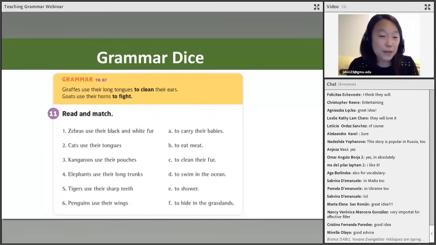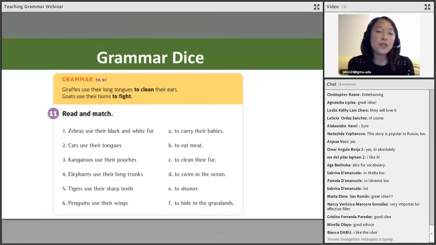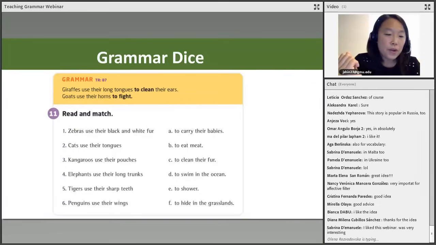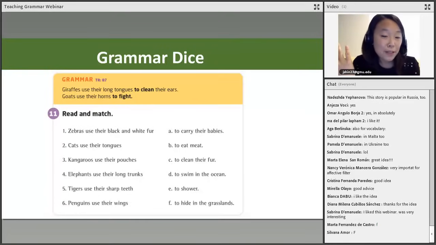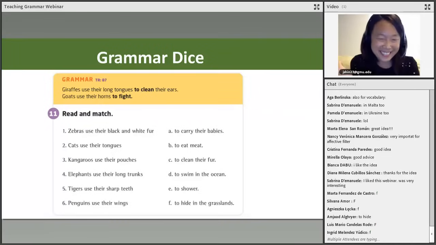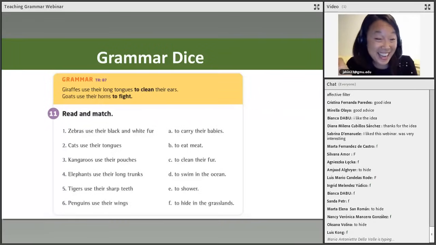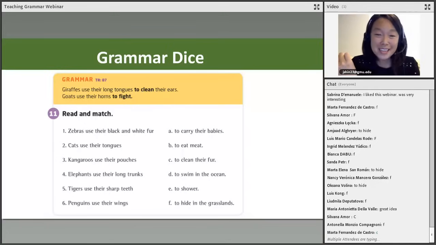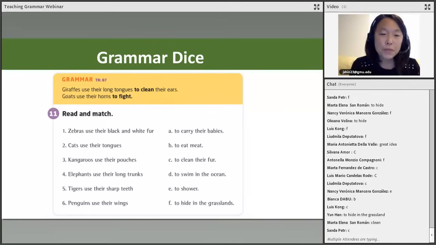Another game that you can play is grammar dice. Maybe you have a grammar activity, and in this case we're talking about using to clean, to fight. Zebras use their black and white fur. What do they use their black and white fur for? To carry their babies? To eat meat? To hide in the grasslands. Cats use their tongues to clean their fur. Anyway, you get the idea.